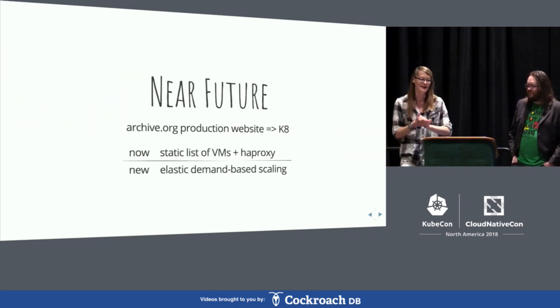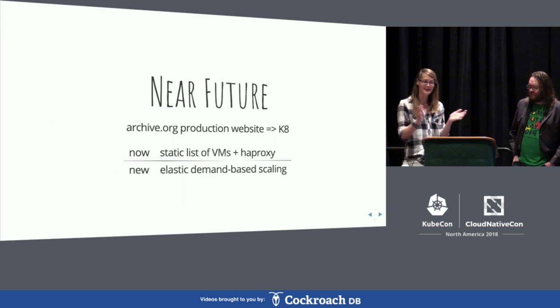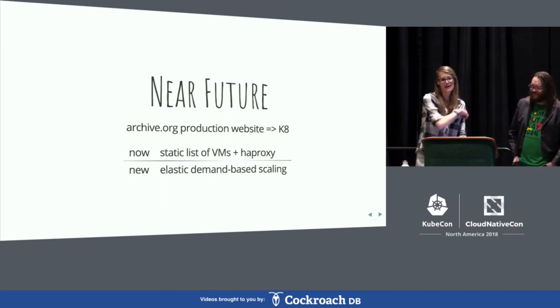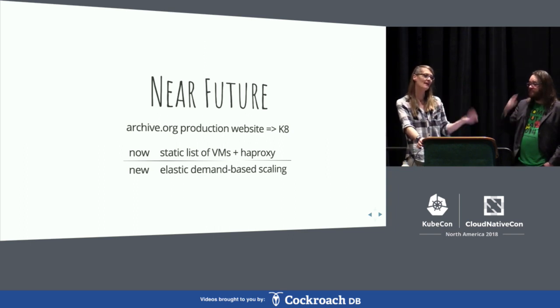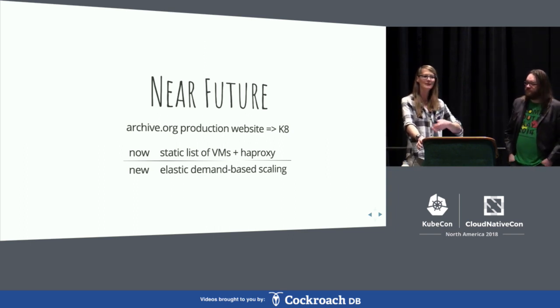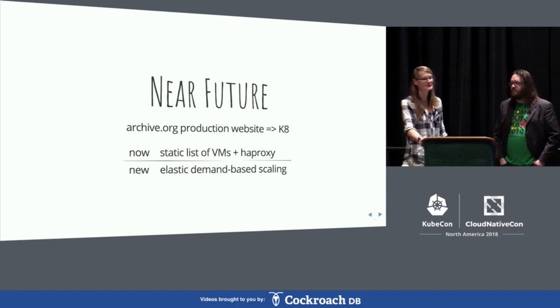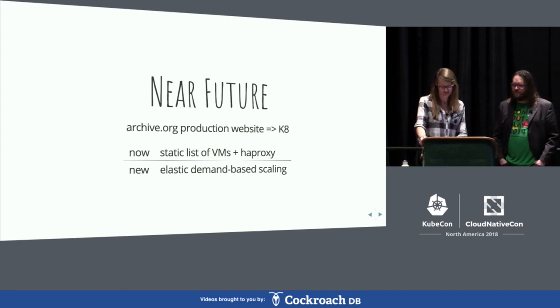A little tip of the hand, we're going to try to hopefully, knock on wood, move the archive.org production website to Kubernetes, because right now we have a static list of VMs with HA proxy, and we'd like to be smarter and move to something like Kubernetes with elastic scaling.